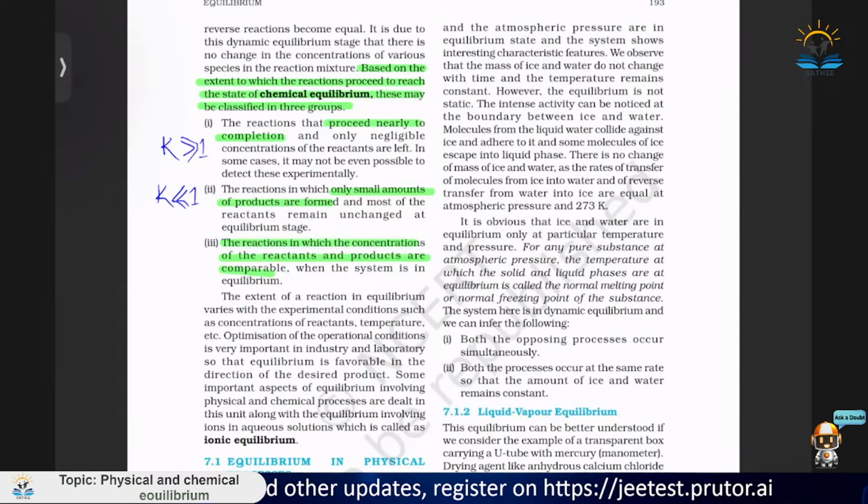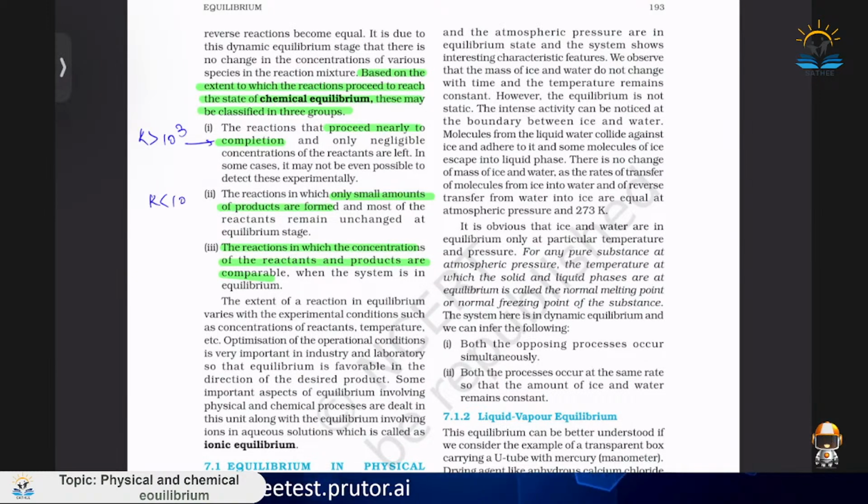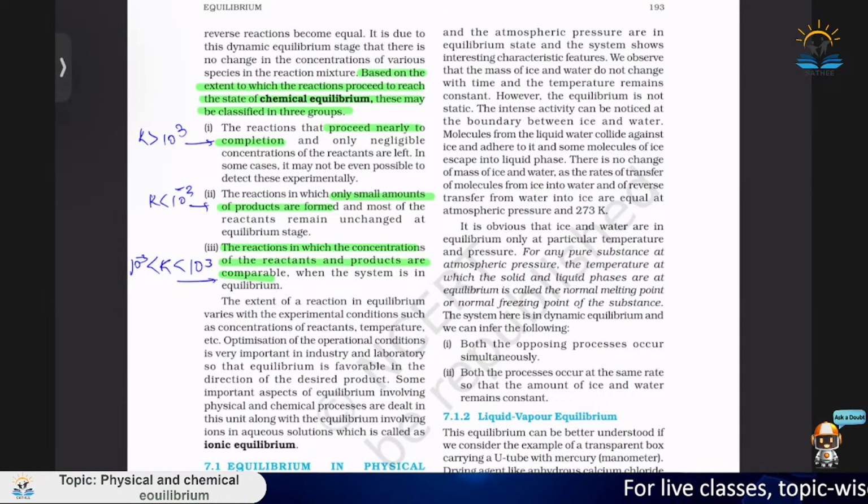So we will define a range for all of these. Let's define a range. If K is more than 10 to the power 3, you put it in the first category. If K is less than 10 to the power minus 3, you put it in the second category. If K is more than 10 to the power minus 3 but less than 10 to the power 3, you put it in the third category, which is the moderate.